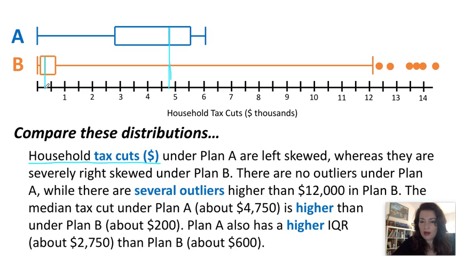Plan A has a higher IQR, about 2,750, than Plan B, about 600. Again, remember the IQR, you want to take the difference between Q3 minus Q1 and Q3 minus Q1 here. And so that would be about how you would want to compare two box plots.